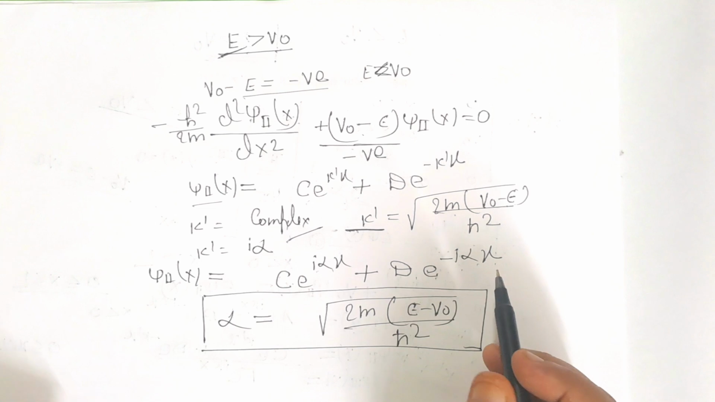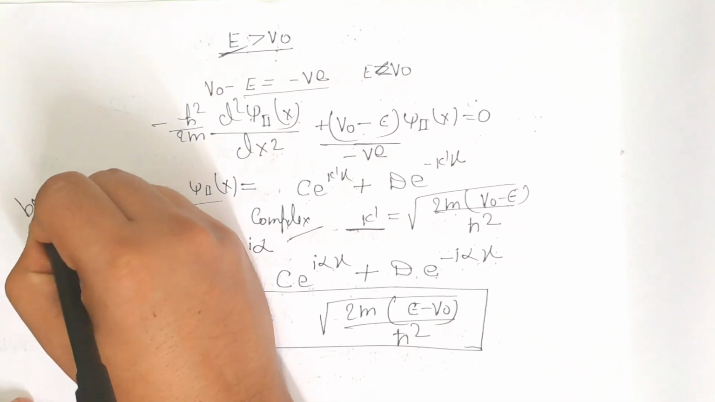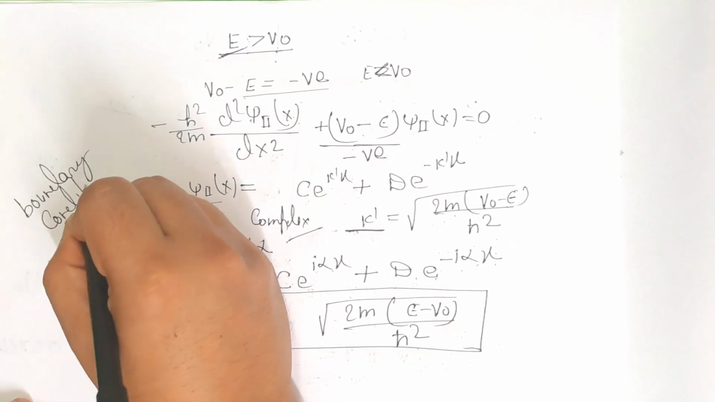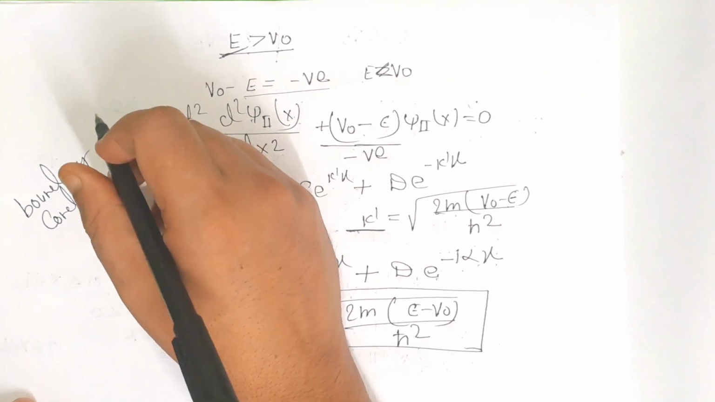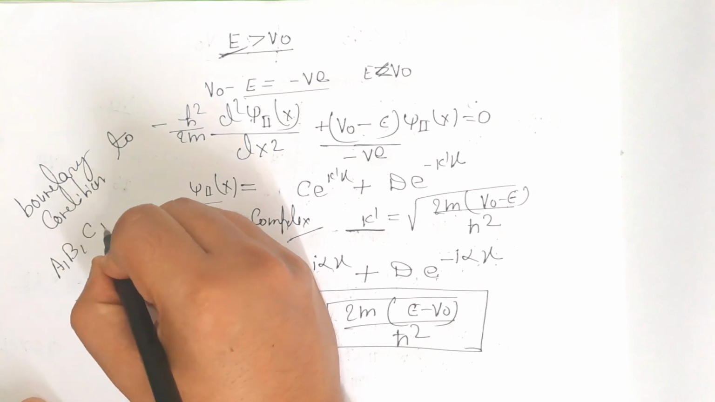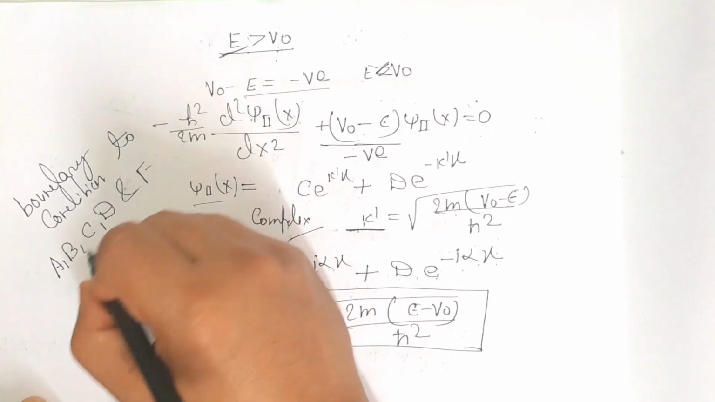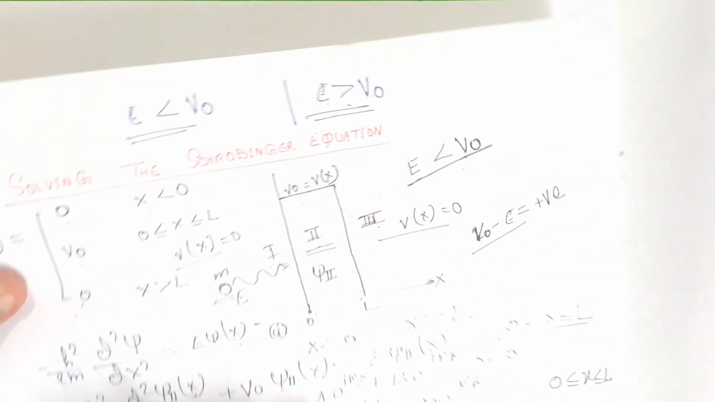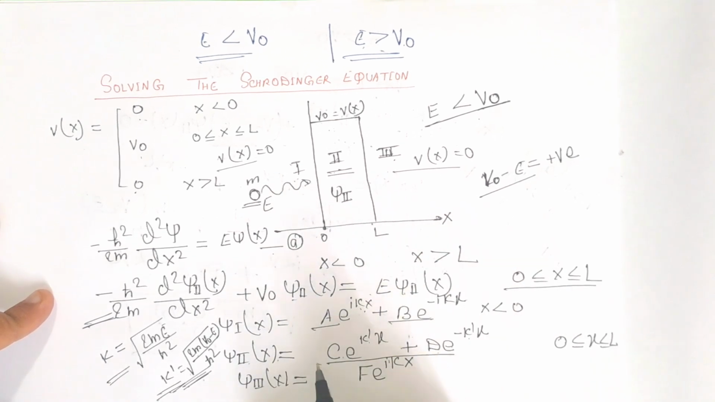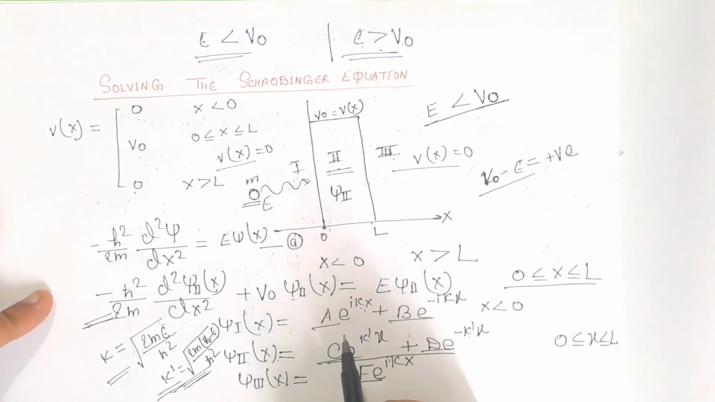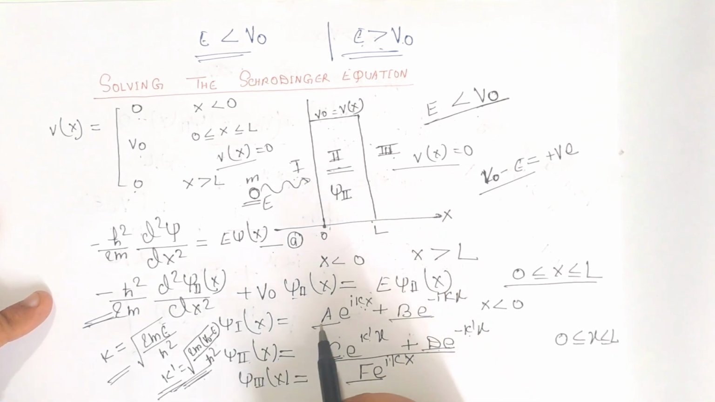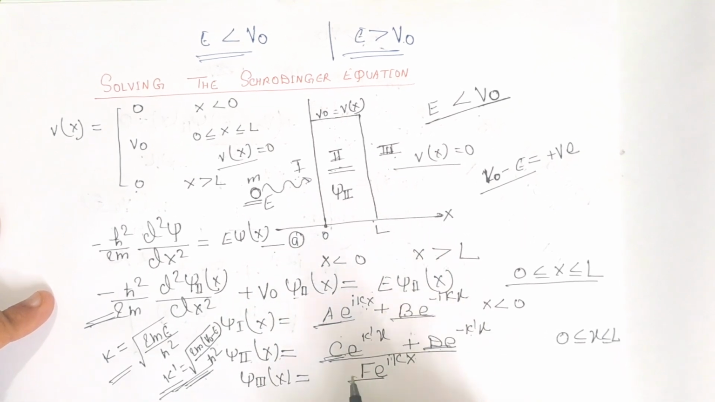Now we can use the boundary condition to calculate A, B, C, D and F. Here A, B, C, D and F, these are the constants. So we can use the boundary condition to calculate these constants A, B, C, D and F.